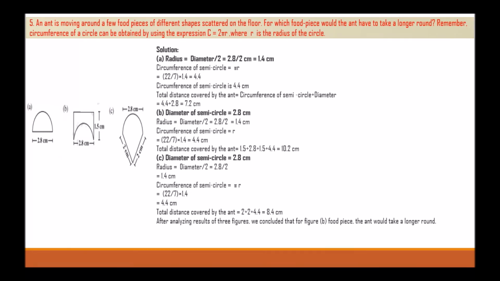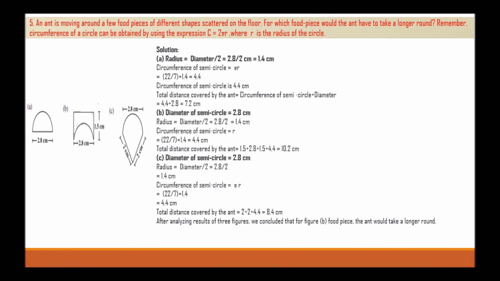So here radius equals diameter upon 2, that is 2.8 upon 2 centimeter. So we will get 1.4 centimeter. Circumference of semicircle equals pi r. So 22 upon 7 into 1.4, that is 4.4. So circumference of the semicircle is 4.4 centimeter. Total distance covered by the ant equals circumference of a semicircle plus diameter. So 4.4 plus 2.8, we will get 7.2 centimeter.